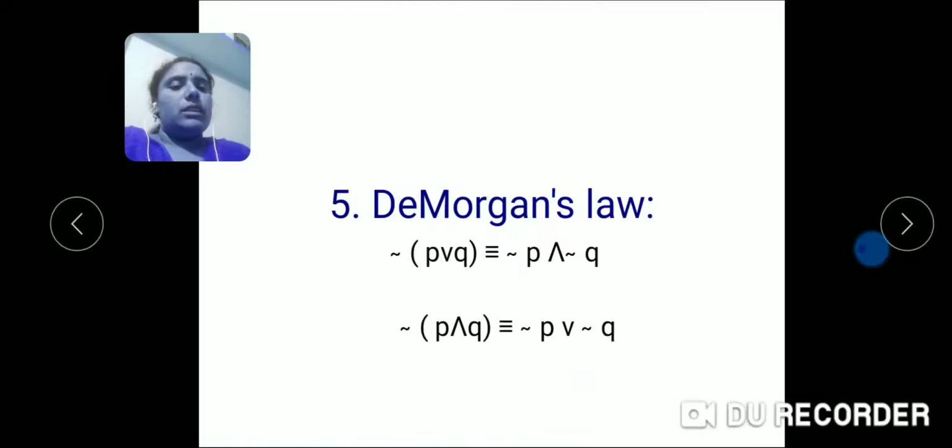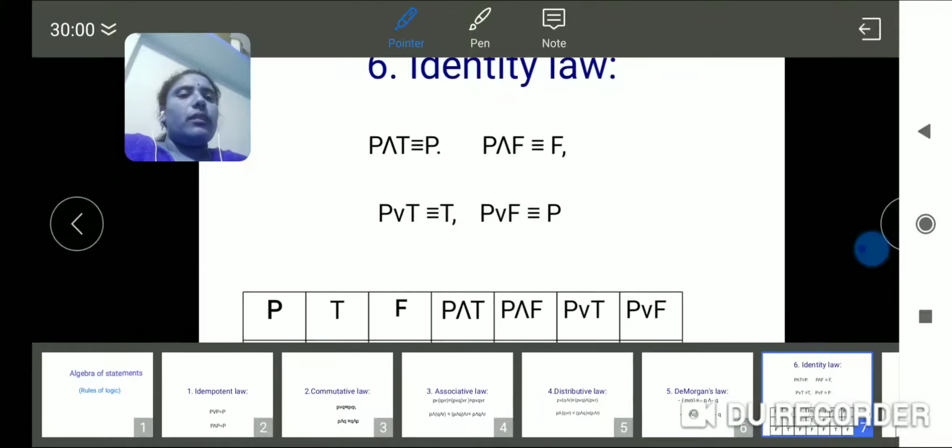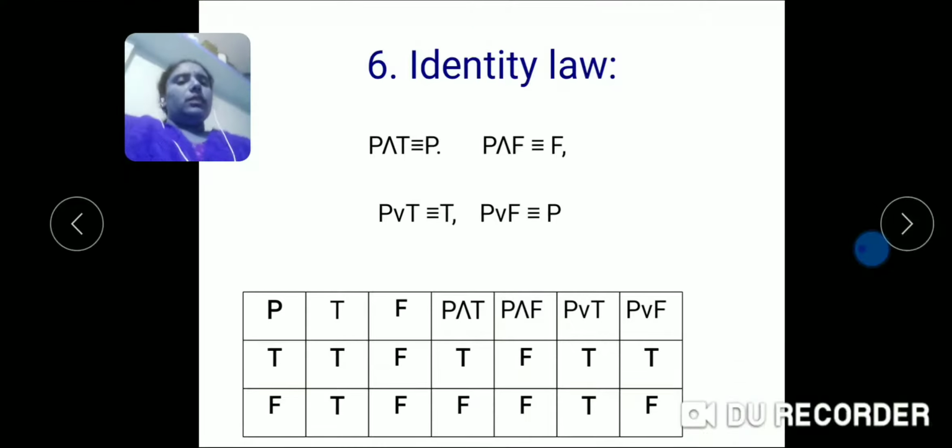This law is seen as negation of conjunction and negation of disjunction. Next is the identity law. This says P and true is logically equivalent to P.